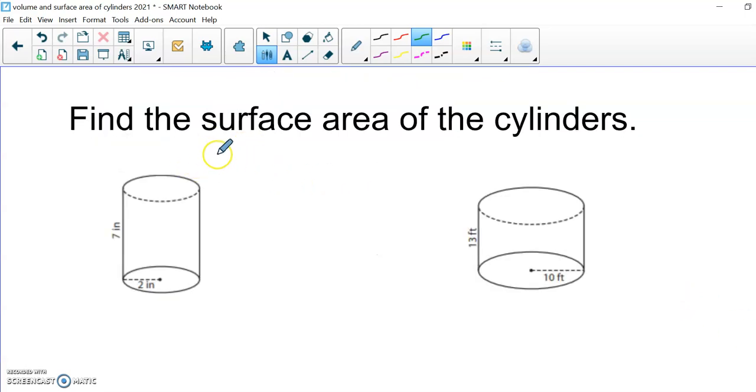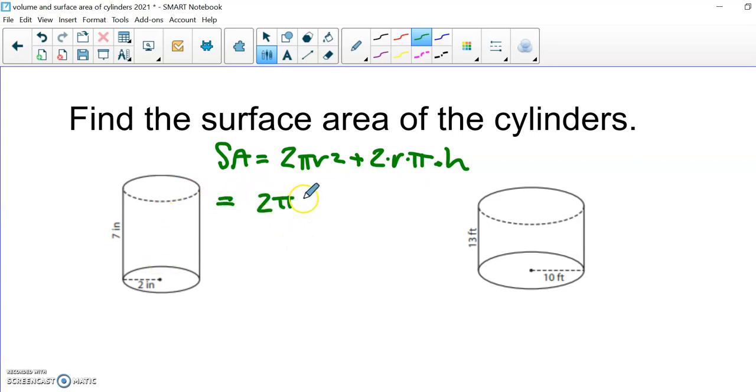Let me write that again. Our surface area, we have 2 circles, the bottom and the top, so that's 2 times pi r squared. To that, we add the body of the can, which is the circumference times the height. The circumference is 2 times the radius times pi, and we multiply that times the height. Let's go ahead and throw in the numbers they give us. We're given that the radius is 2 inches.